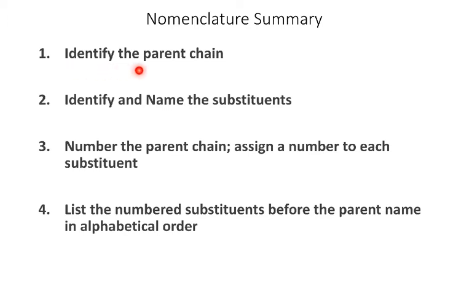First, we have to identify the parent chain, right? That's the longest continuous chain. We then need to identify and name each of the substituents. Then we need to decide how we're going to number the parent chain and assign a number to each one of the substituents. And then finally, we list each of the numbered substituents before the parent name in alphabetical order.